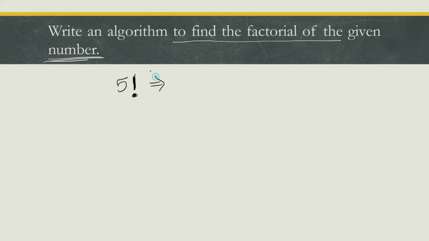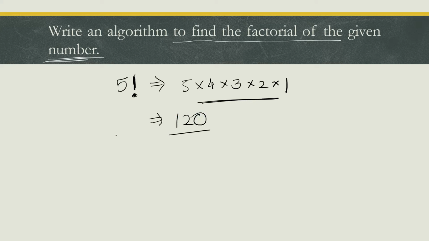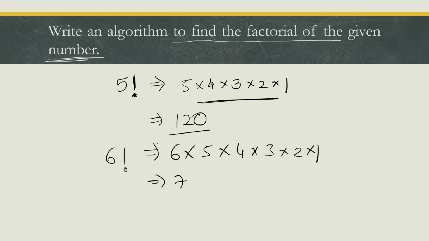What is 5 factorial? How do we calculate? 5 into 4 into 3 into 2 into 1. Then multiply this: 120. 5 factorial is 120. Then find 6 factorial. 6 into 5 into 4 into 3 into 2 into 1, which is equal to 720. I hope you have an idea about the factorial. Let me give you some exceptional cases. 0 factorial is equal to 1, and 1 factorial is equal to 1.